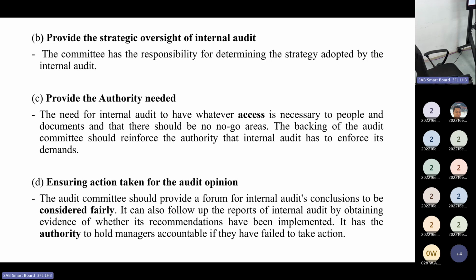Right? Next one. Ensuring action is taken on the audit opinion. The audit opinion actions need to be implemented, right? That also can be pushed only because they are under the audit committee. Because the audit committee needs to ensure that the internal audit opinions being given are being implemented.